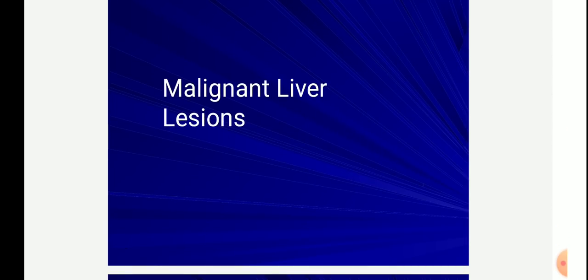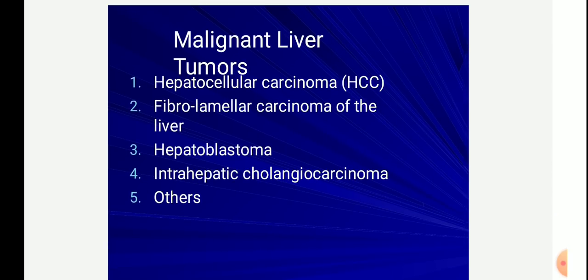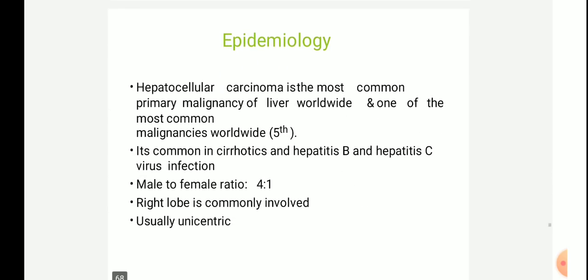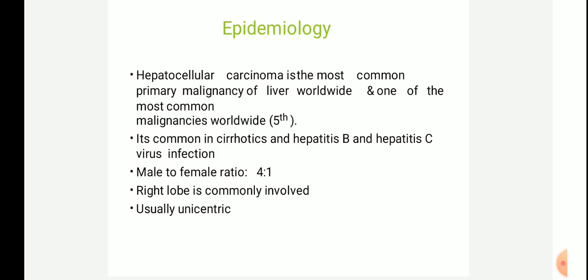Malignant liver lesions, important for you from the exam point of view. The hepatomas, the hepatocellular carcinomas, are commonly asked for 5 marks. The types are hepatocellular carcinoma, fibrolamellar carcinoma of the liver, hepatoblastoma, cholangiocarcinoma, and others. We'll mainly focus here on hepatocellular carcinoma and, to some extent, fibrolamellar carcinoma. Coming to hepatocellular carcinoma, it is the most common primary malignancy of the liver worldwide.